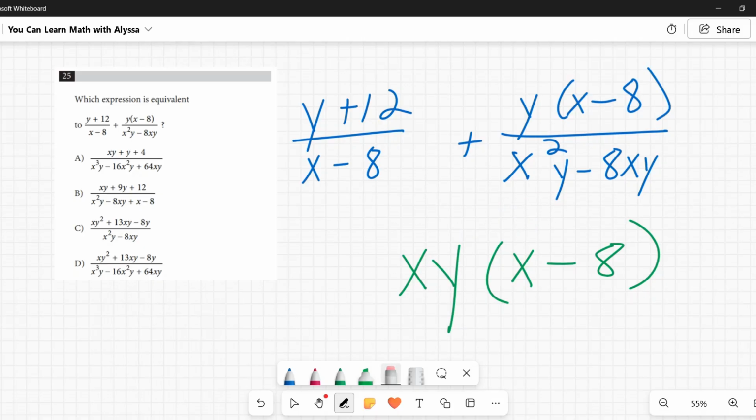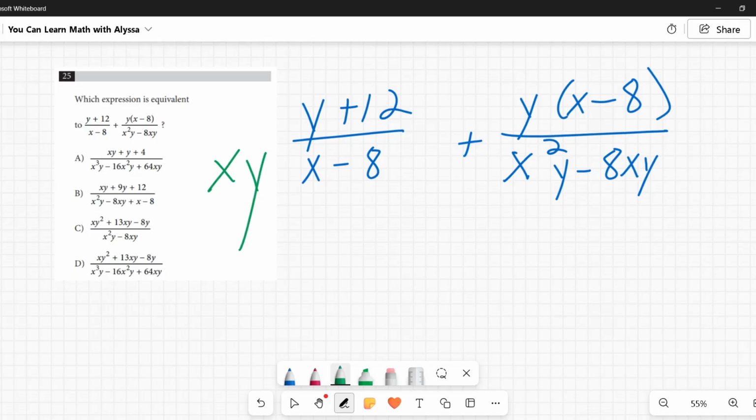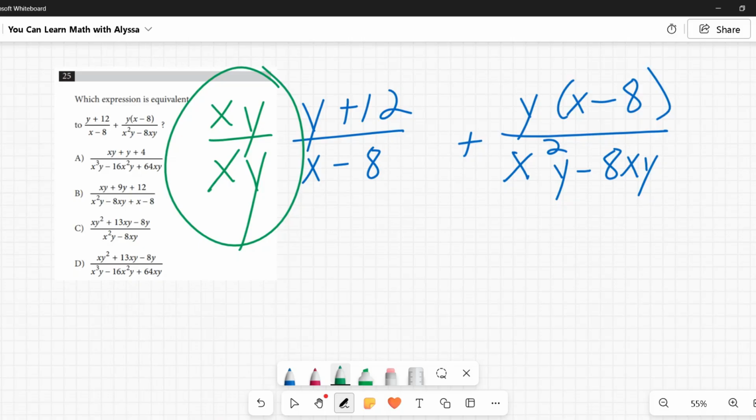I can pull xy out of this x²y - 8xy, which leaves x - 8 behind. So that means I can just take that xy, multiply it over here, and then I'll have my common denominator. But is it just xy? Well, I can't change this fraction in any way, so I can't just multiply the bottom by xy. I also have to multiply the top by xy, because then I'm multiplying by 1. A number over itself, except for 0, is 1. So xy over xy is 1. I can multiply this fraction by xy over xy, and I'm not changing it.